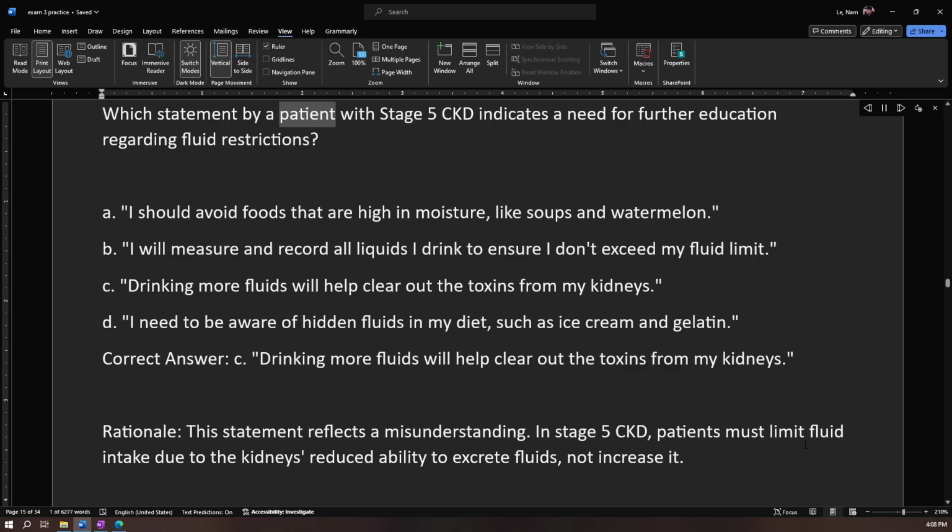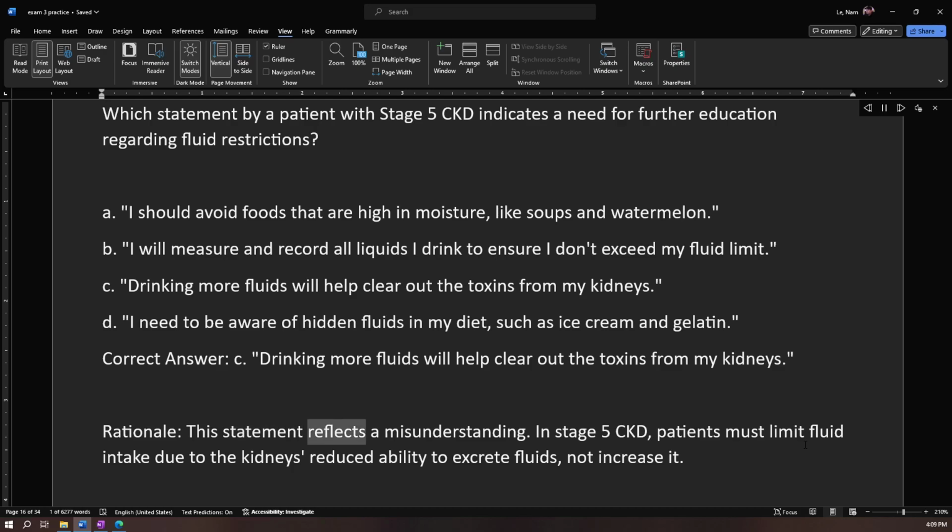Which statement by a patient with Stage 5 CKD indicates a need for further education regarding fluid restrictions? A. I should avoid foods that are high in moisture, like soups and watermelon. B. I will measure and record all liquids I drink to ensure I don't exceed my fluid limit. C. Drinking more fluids will help clear out the toxins from my kidneys. D. I need to be aware of hidden fluids in my diet, such as ice cream and gelatin. Correct answer: C. Drinking more fluids will help clear out the toxins from my kidneys.